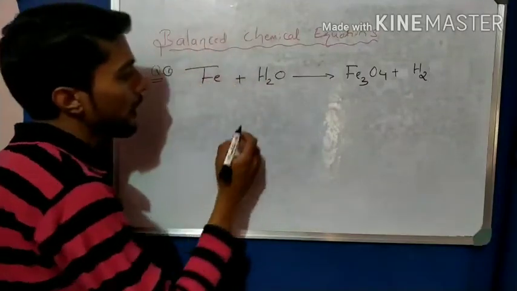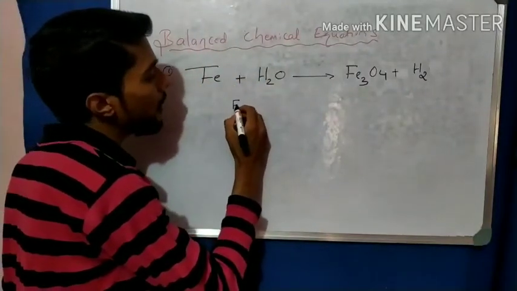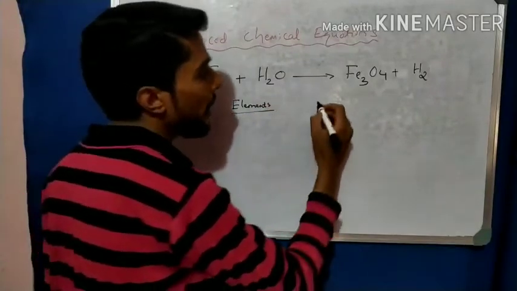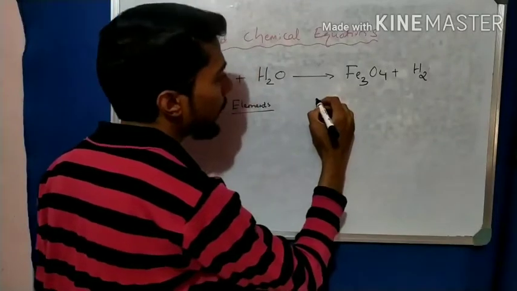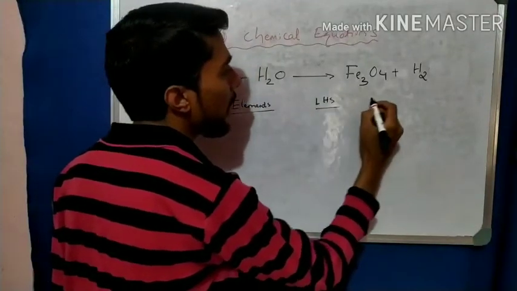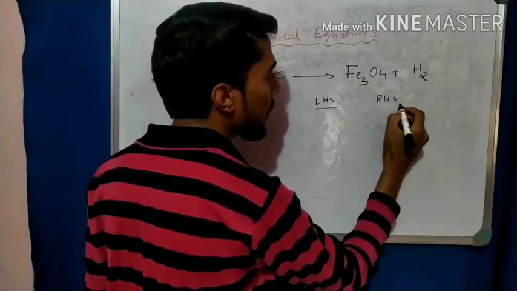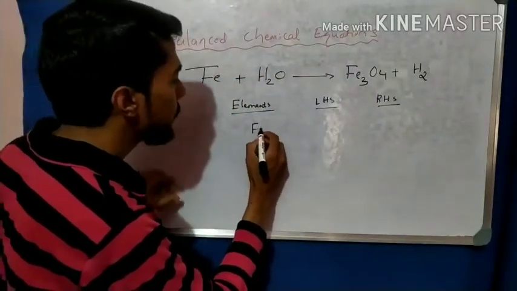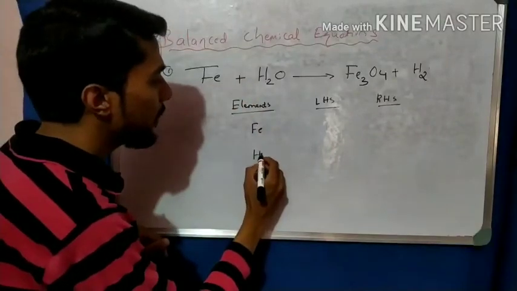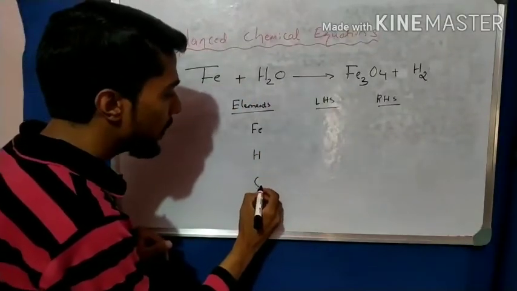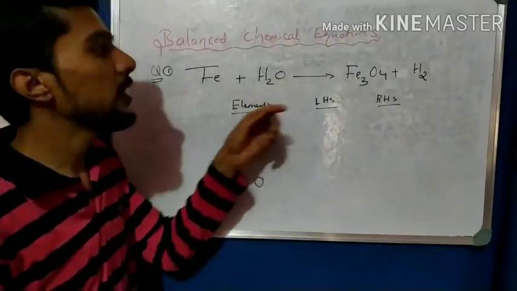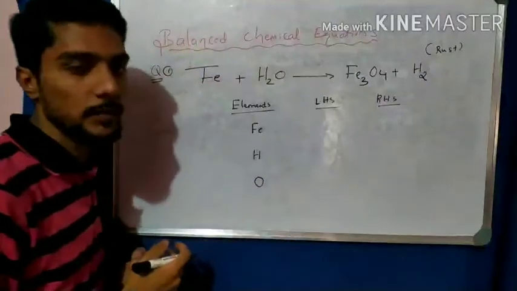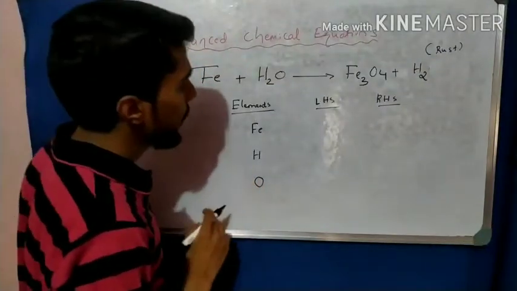So first, write a table. You write what are the elements present in this reaction. First the elements, then the elements on the LHS side and the elements on the product side, that is the RHS side. The element Fe is present in this reaction, then hydrogen, and then oxygen. Only these 3 elements are present, and this reaction is nothing but rusting, the reaction of rust. When iron gets rusted, that is a rust reaction, a corrosion reaction.